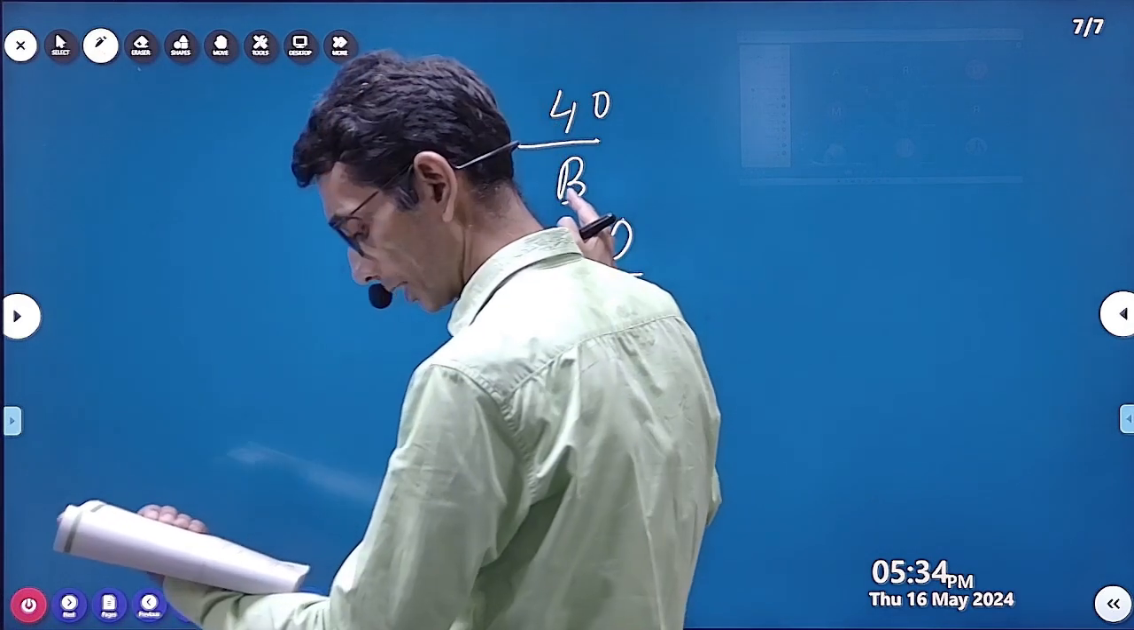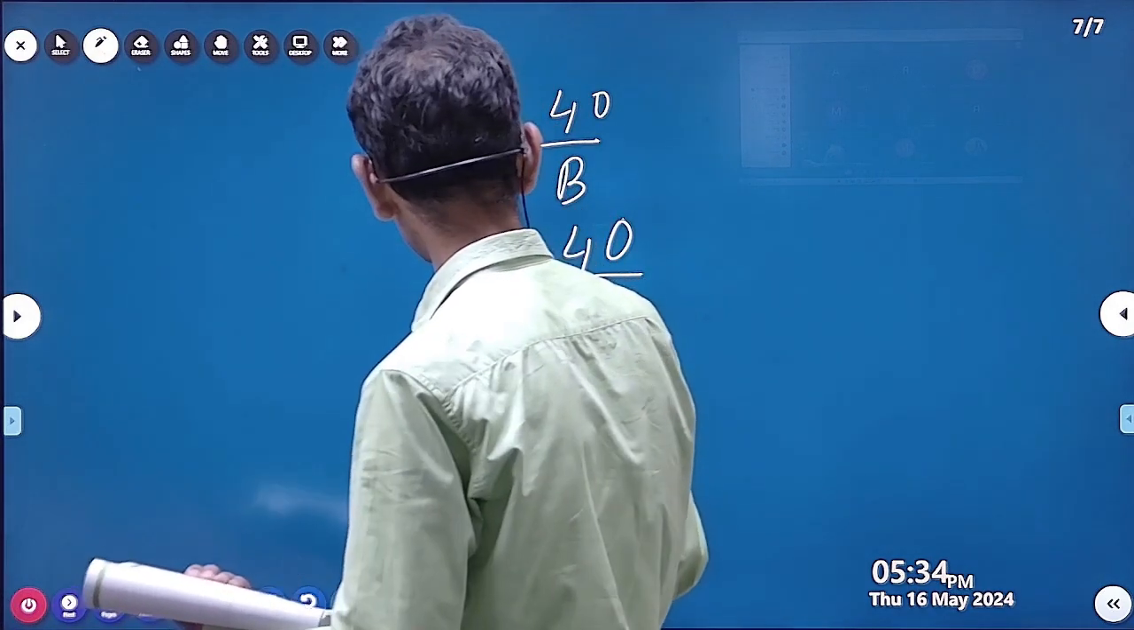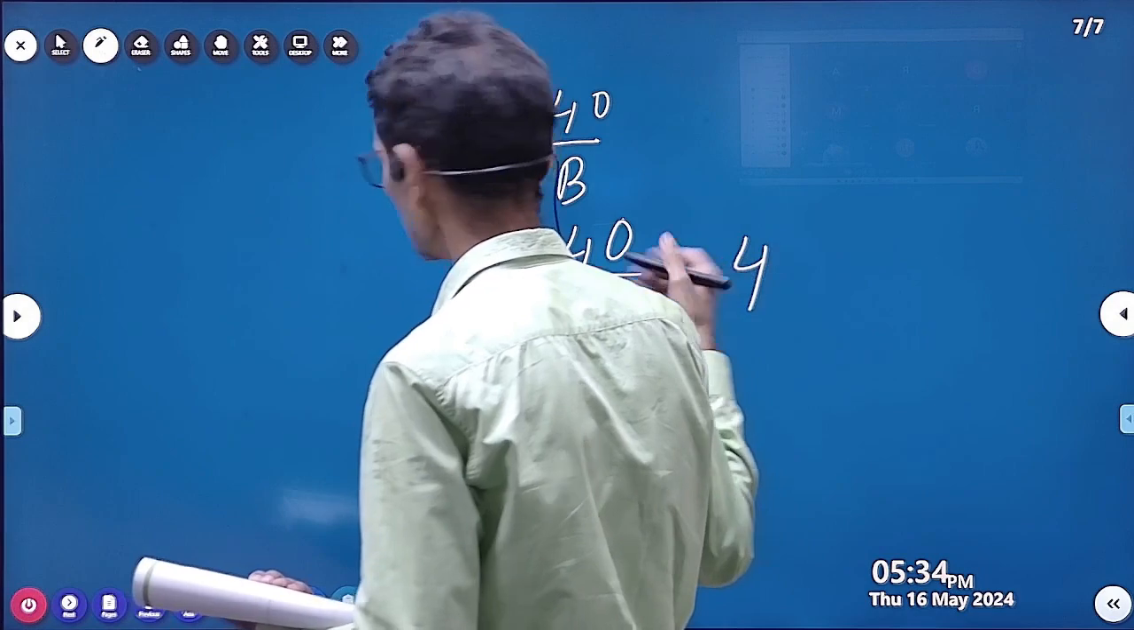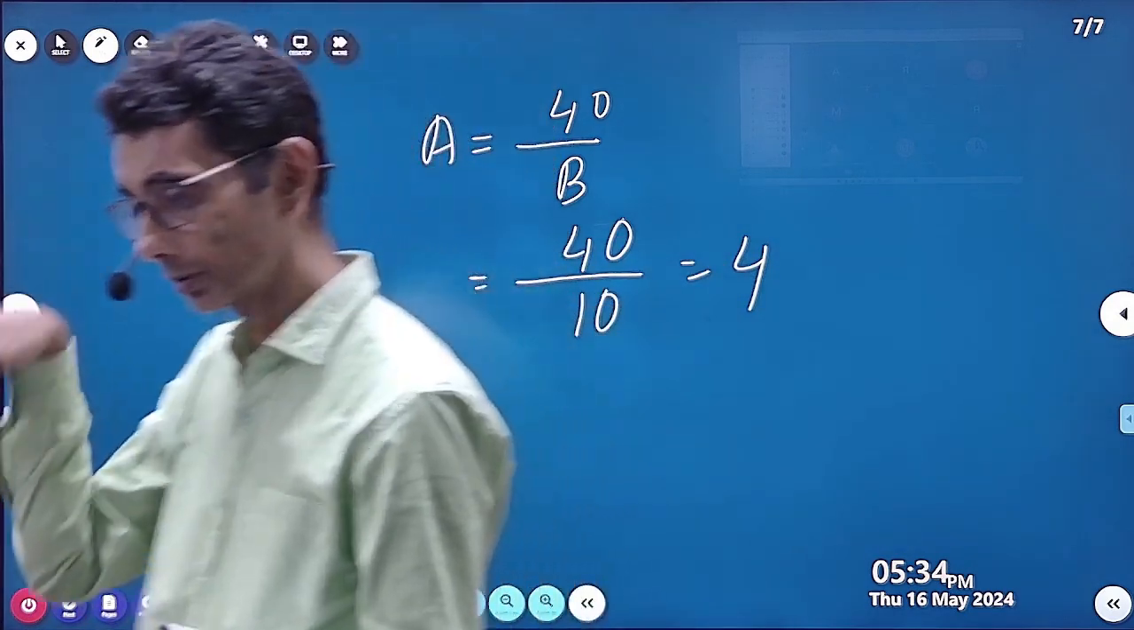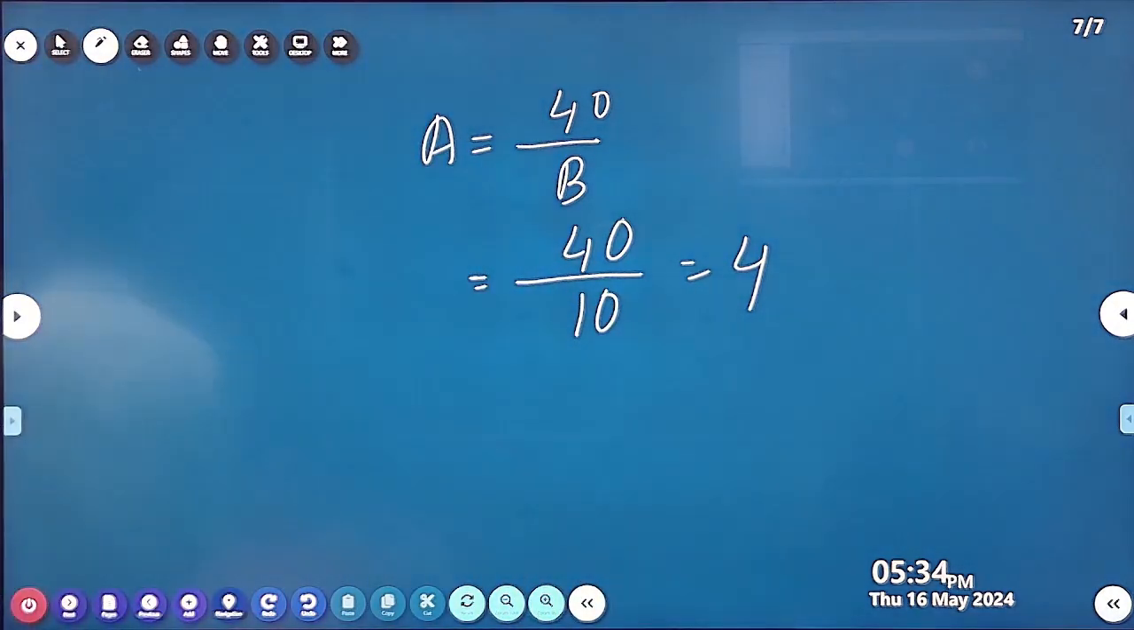Write it down. What did you write for b? You wrote 10 hours, you work 10 hours a day. So we have to find 40 divided by b. b is 10 hours per day, you are working 10 hours, so you get the number of days: 40 by 10 is equal to 4.